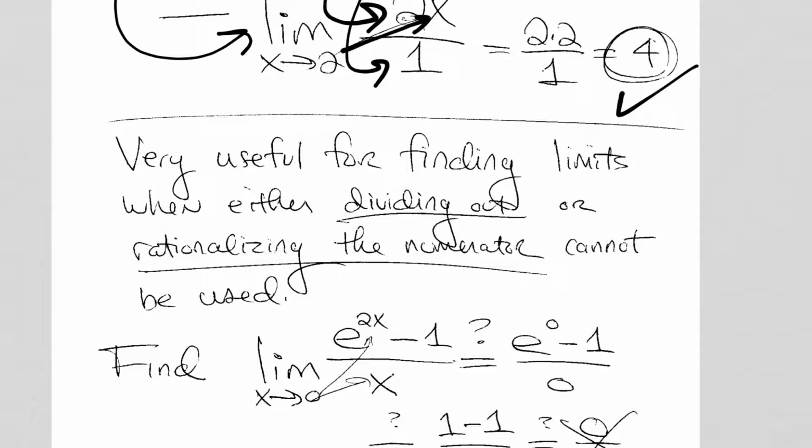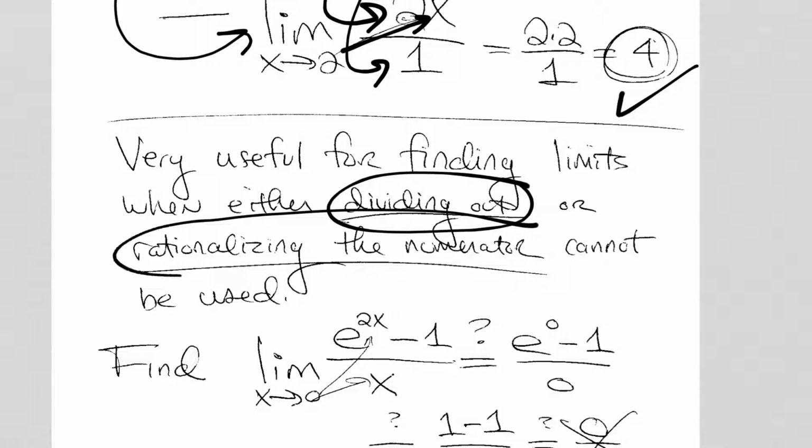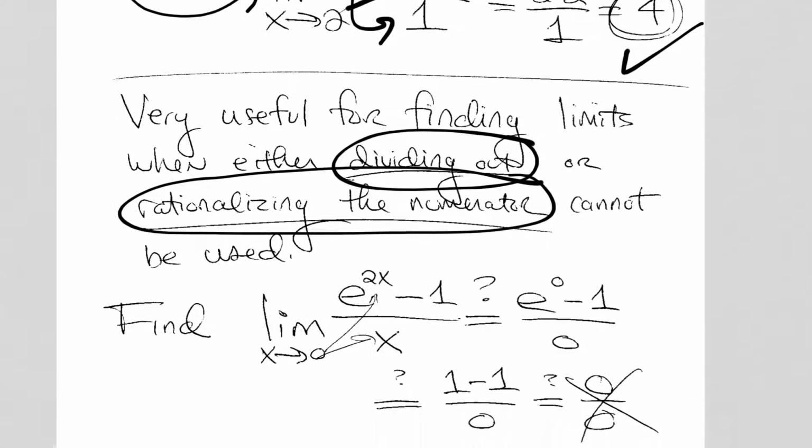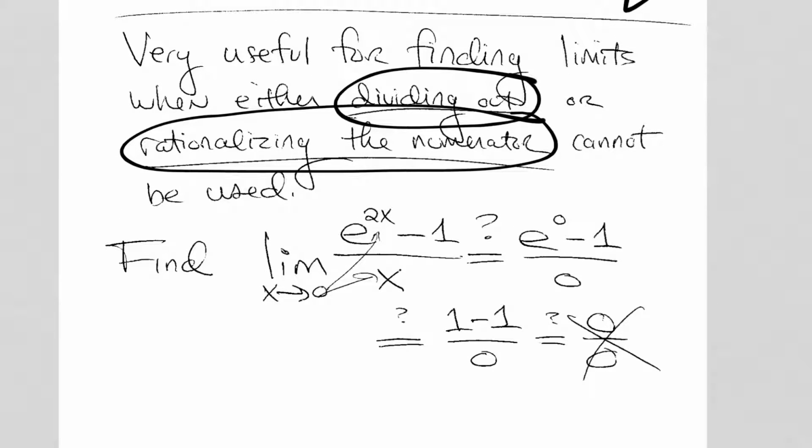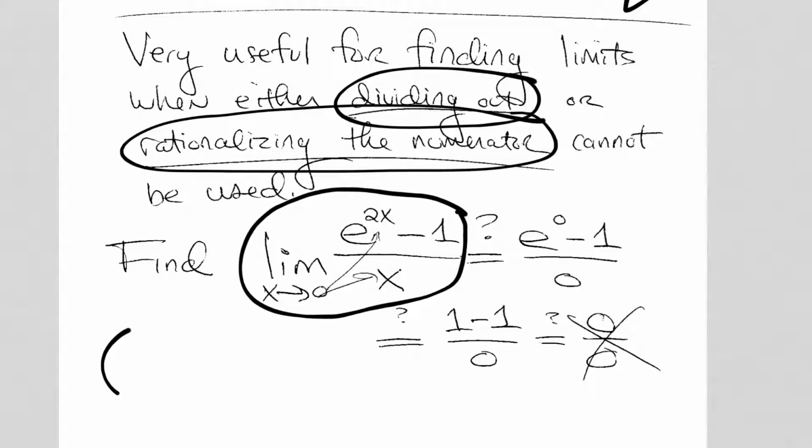And it's particularly useful when either the dividing out technique or, we had another technique, by the way, called rationalizing the numerator, simply cannot be used. Well, here's an example. We have the limit as x approaches 0 of e to the 2x minus 1 over x. Now, I will say this. It is actually factorable. e to the 2x minus 1 is the difference of two squares. So it actually is factorable.